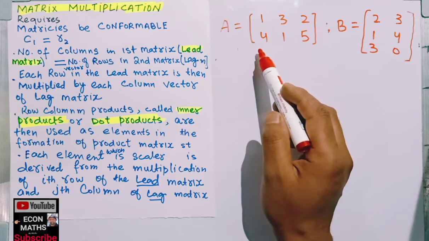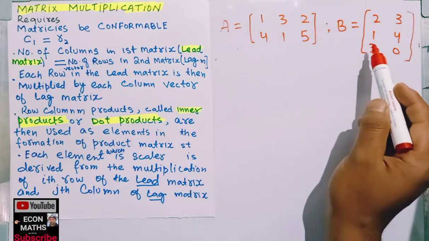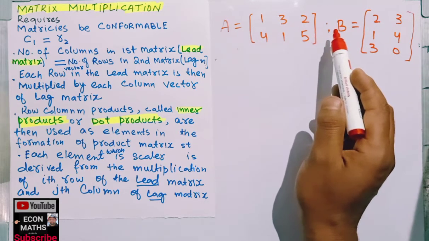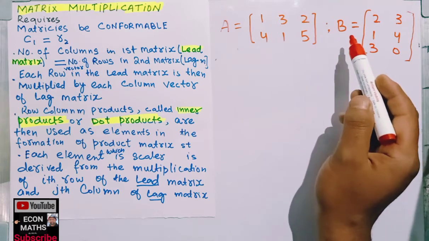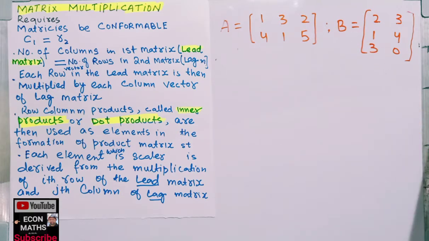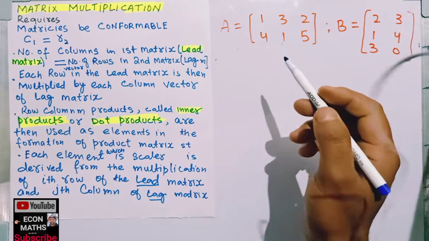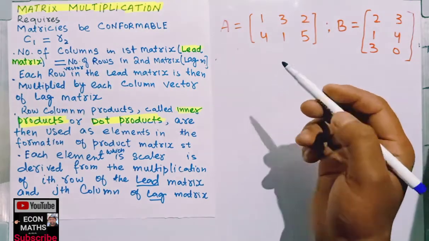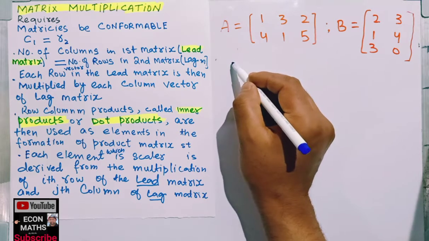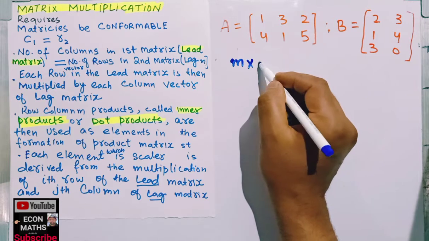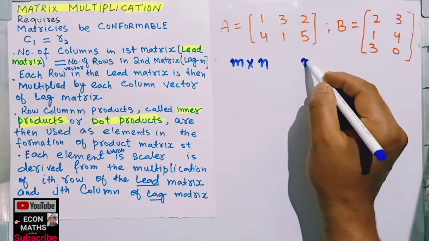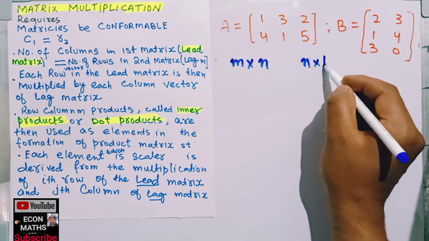Since the number of columns in the first matrix is equal to the number of rows in the second matrix, these two matrices are conformable. Then we can multiply these two matrices. Now, a general formula for seeing whether the matrices are conformable or not: the first matrix is of dimension m times n, and the second matrix is of dimension n times p.